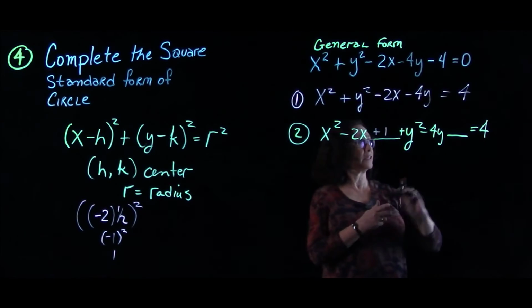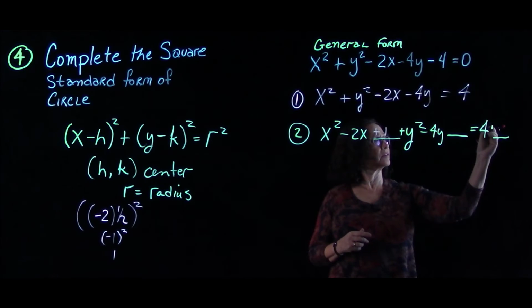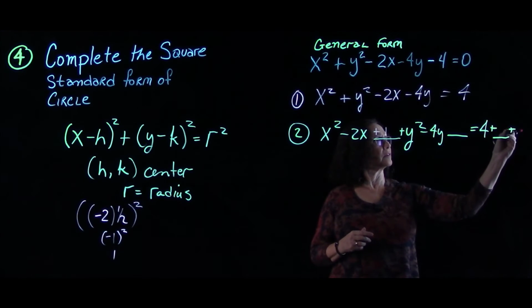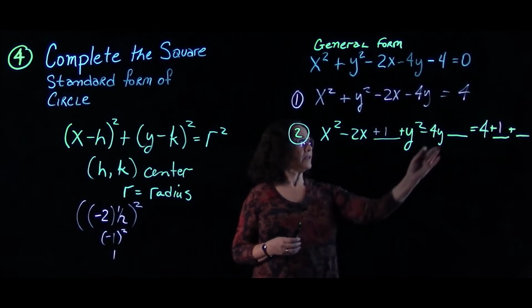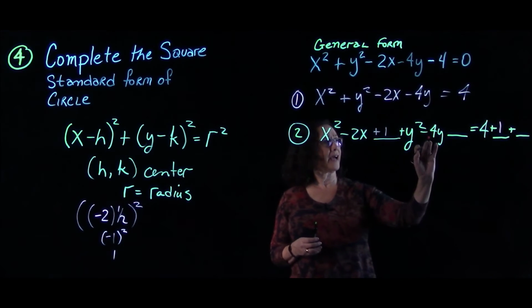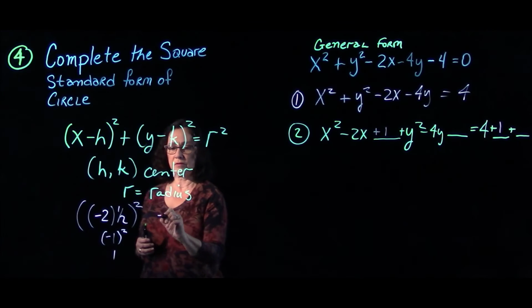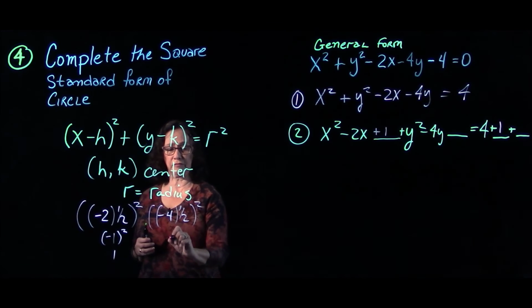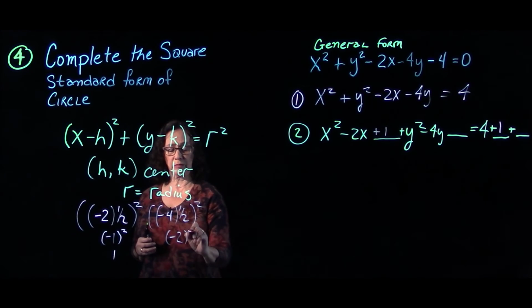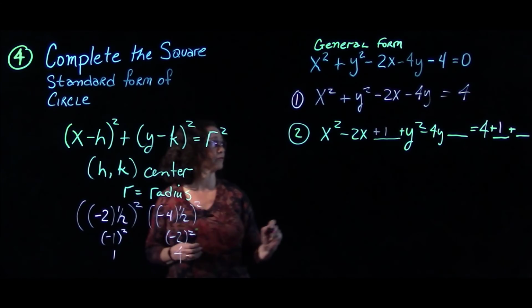And I also need to add 1 over here. Now for the y's, I'm going to take half of negative 4, cut that in half, and then square it. Half of negative 4 is negative 2, and when we square that, it is a positive 4.